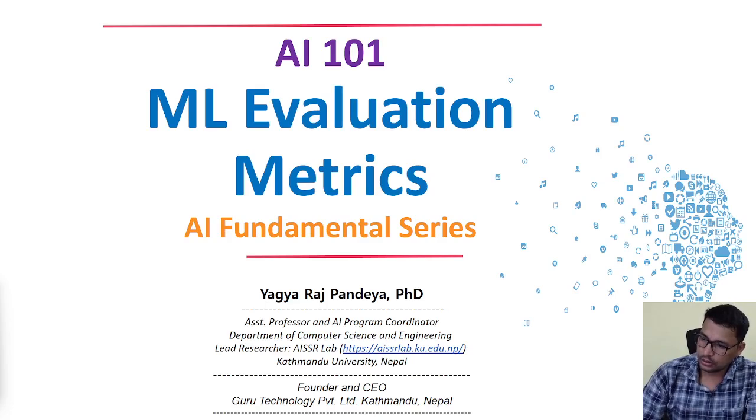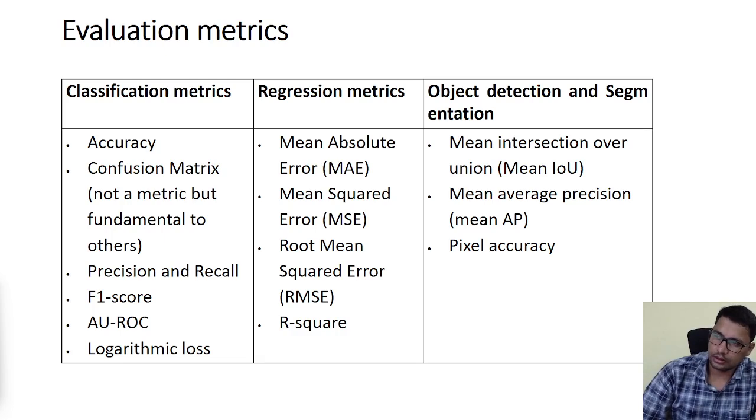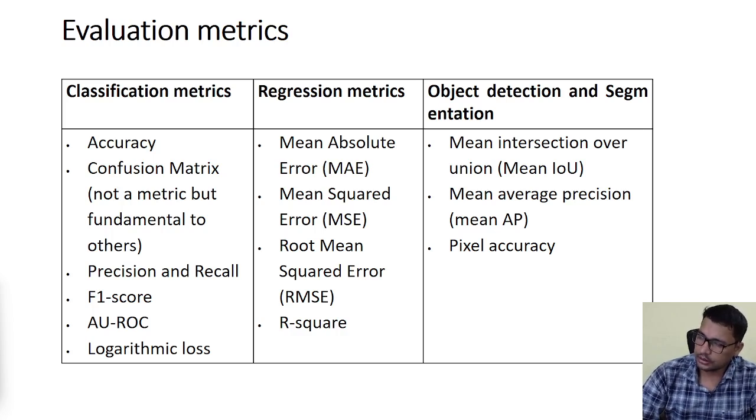Today we are going to talk about the machine learning evaluation metrics under the AI 101 fundamental series. Here we will discuss the different metrics deployed for classification, regression, and object detection and segmentation problems. And you can see in the table there are different metrics for classification, for example, the accuracy, confusion matrix, precision, recall, F1 score, AUC score, logarithmic loss.